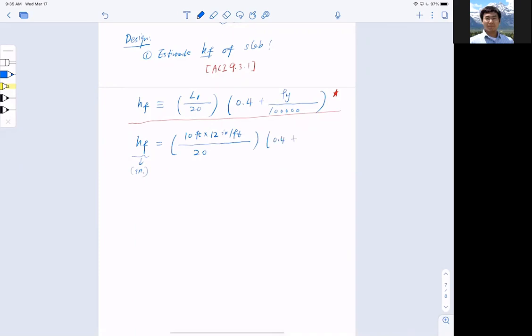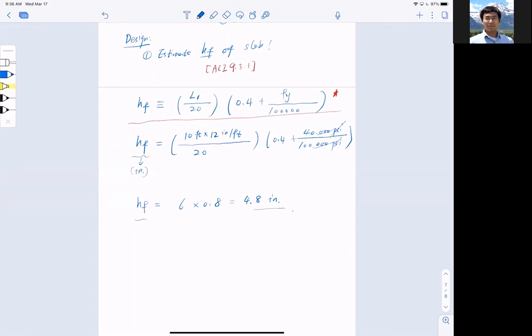Plus fy, which is 40,000 psi, over 100,000, basically also psi, so the units cancel. I have a unitless number here, 0.4 plus 0.4, which is 0.8. So hf equals 6 multiplied by 0.8, about 4.8 inches. And that is the height estimated for the slab.